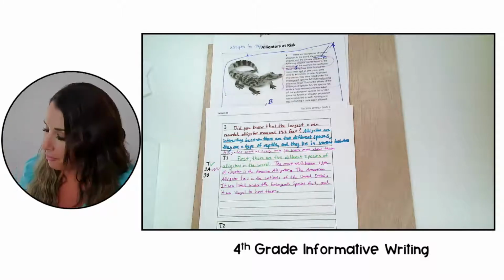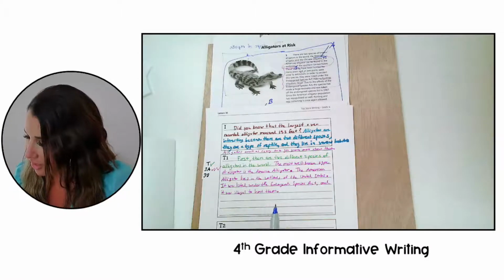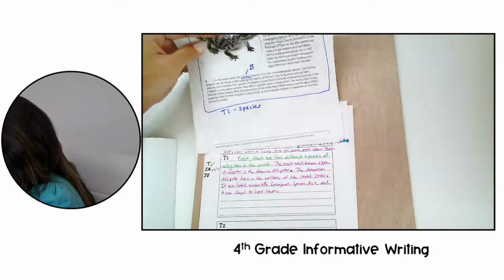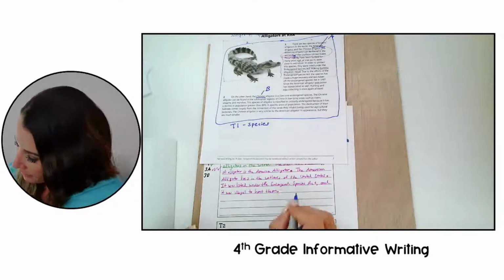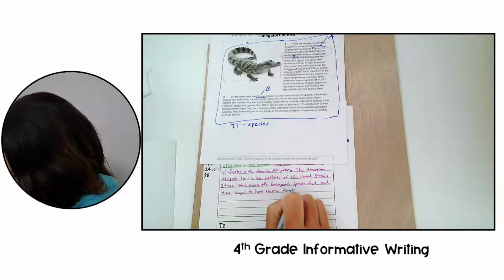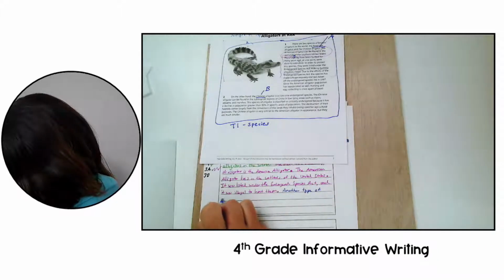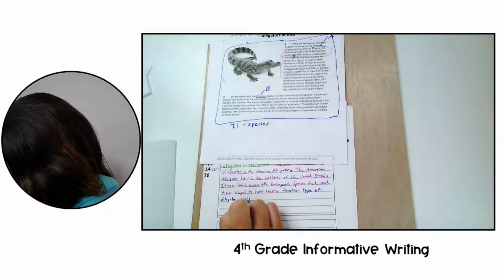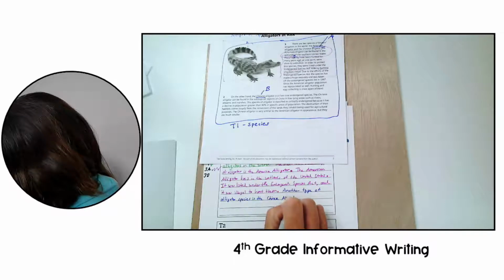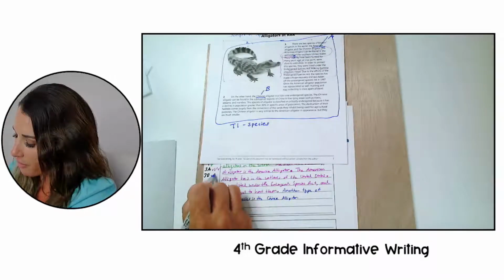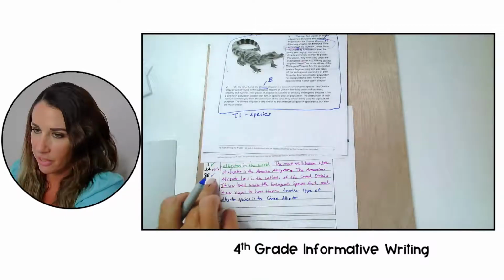3 to 4 sentences about B. Okay, so my B is Chinese alligator. I have that part boxed as well. So let's start writing for that. I'm going to tell my reader what B is first. Another type of alligator species is the Chinese alligator. I always like to start by just telling my reader what A is and what B is. Okay, so that's 1 sentence about B. I'm going to put a check next to B. I always like to keep track of things right here.